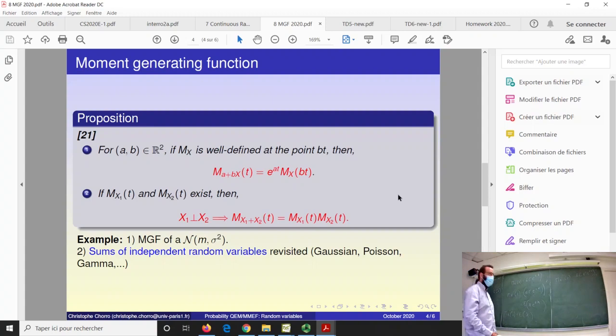What is the meaning of the two statements? Second statement first. If I have two random variables that are independent, the moment generating function of the sum is the product of the moment generating functions. First statement: if you linearly transform a random variable, it is very simple to obtain, from the moment generating function of the variable, the moment generating function of the linear transform. The proof is very short in both cases. So let's do it.